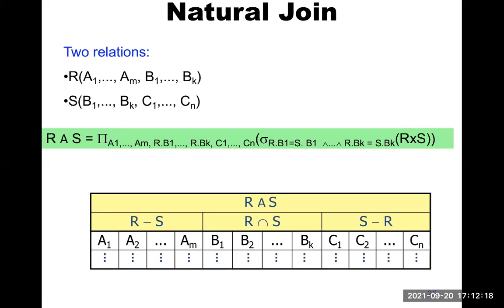So yes, some fields in the result come from R, that's A fields. Some fields come from S, that's C fields, C1 and so on. And some fields are coming from the intersection, that are common to R and S.